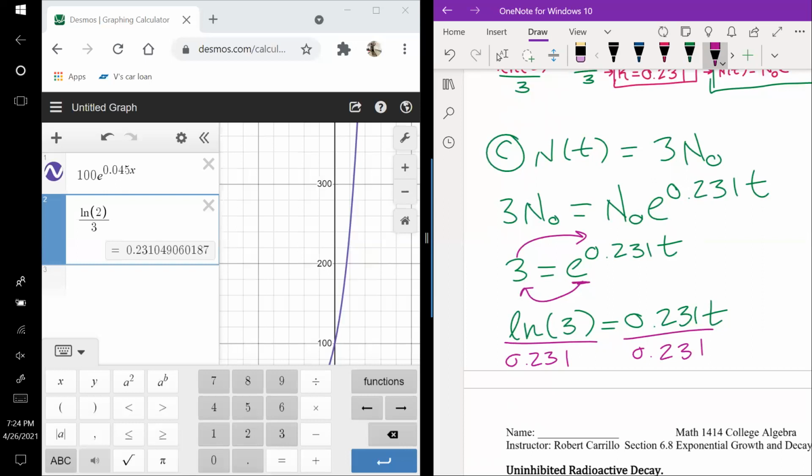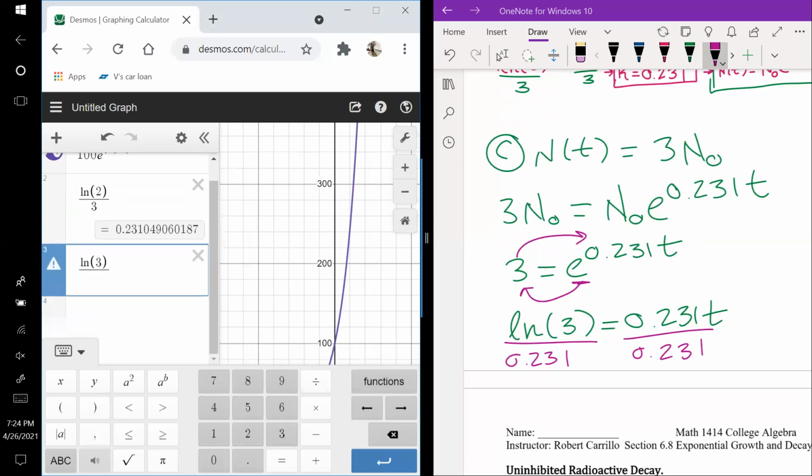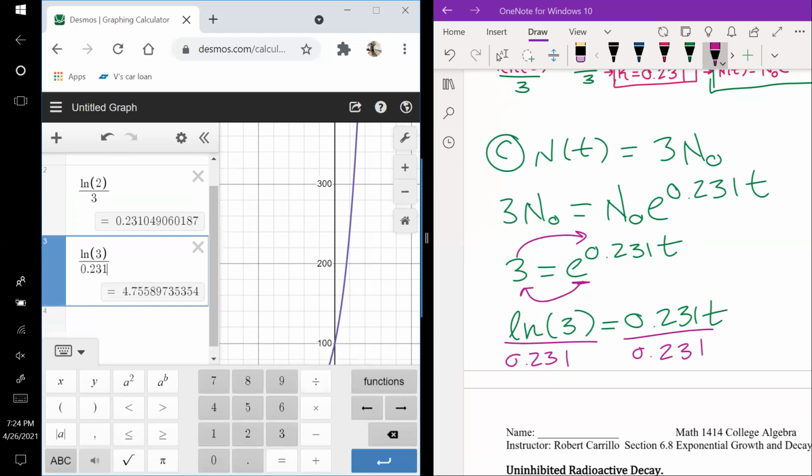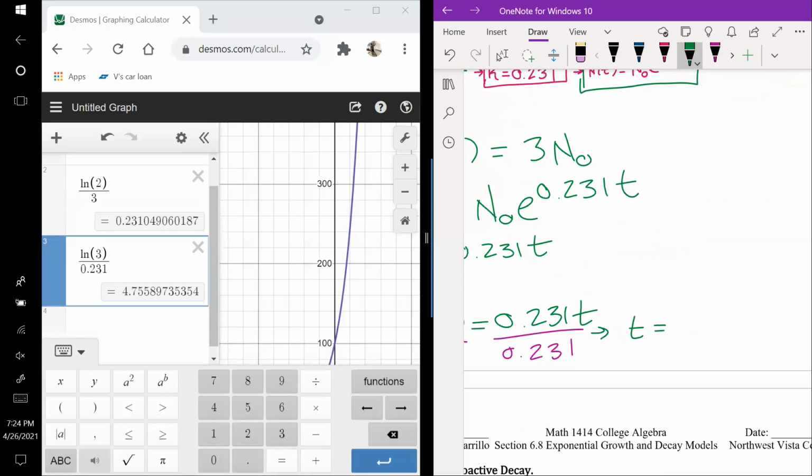All right, so calculate the natural log of 3 over 0.231. And t equals, we can do it to 4.8 hours. So the bacteria in the pool will triple in 4.8 hours. Okay.